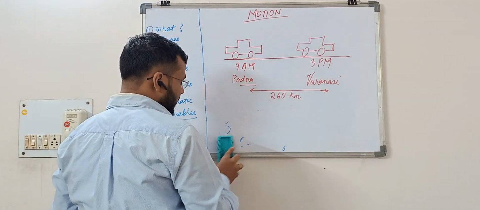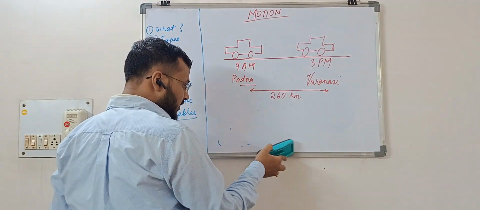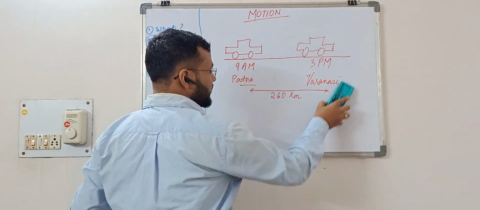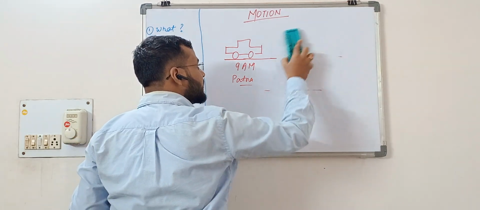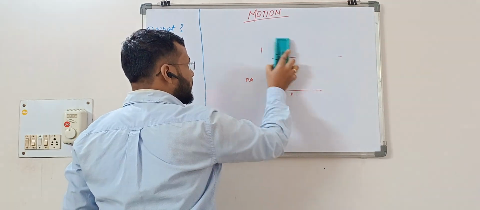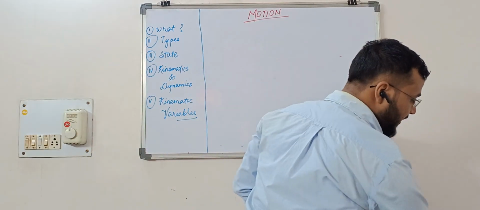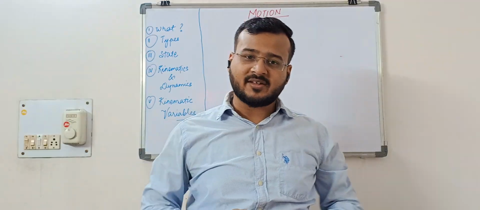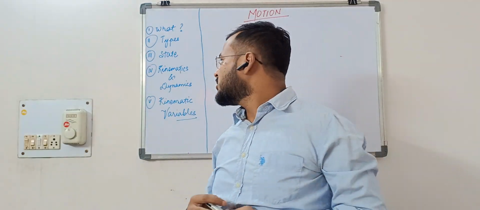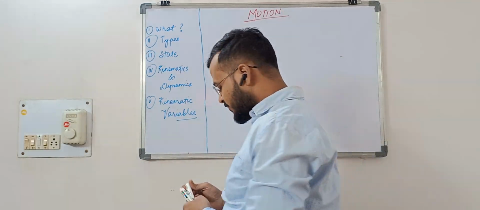Well, the earth also undergoes circulatory motion and rotatory motion, because the earth revolves in its orbit around the sun, and it rotates about its axis, right? Now let's move on to the state, right?